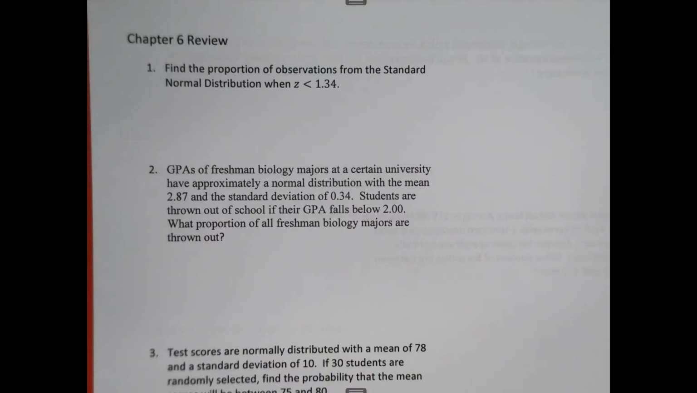Problem number 1 says to find the proportion of observations from the standard normal distribution when z is less than 1.34. For this problem, the only thing we have to do is go to our z table. Since it tells us it's a standard normal distribution, we can use our standard normal probability table.